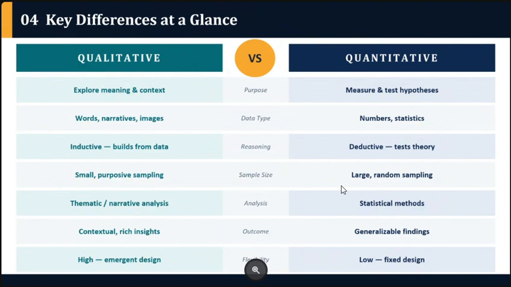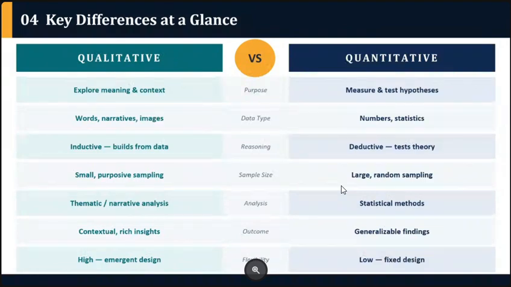The fourth one is sample size. Qualitative research uses small and purposive samples, while quantitative research uses large and often random samples. The fifth one is analysis. Qualitative research involves thematic or narrative analysis and it focuses on meaning and patterns. But quantitative research uses statistical methods to analyze numerical data.